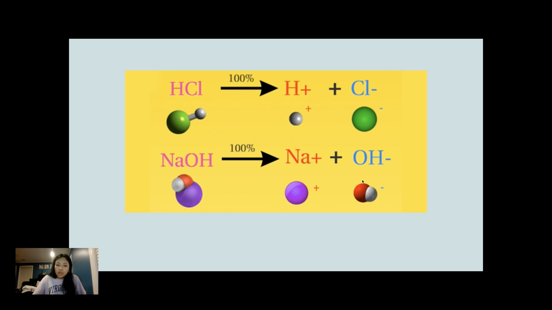Okay, so here are some examples of how to write a dissociation equation. Right here you're given the molecule HCl, and it's dissolving into H plus and Cl minus. Notice how none of these are written in their diatomic form, and that's just because you started off with HCl, so you don't need to balance it. And then over here, you're given sodium hydroxide, and it dissociates into a sodium ion and a hydroxide ion.